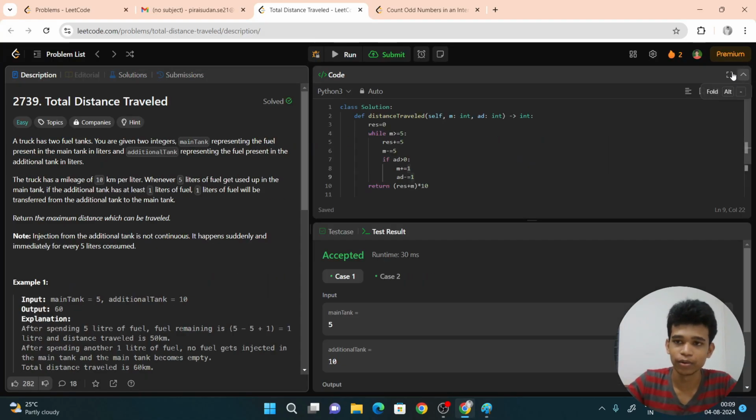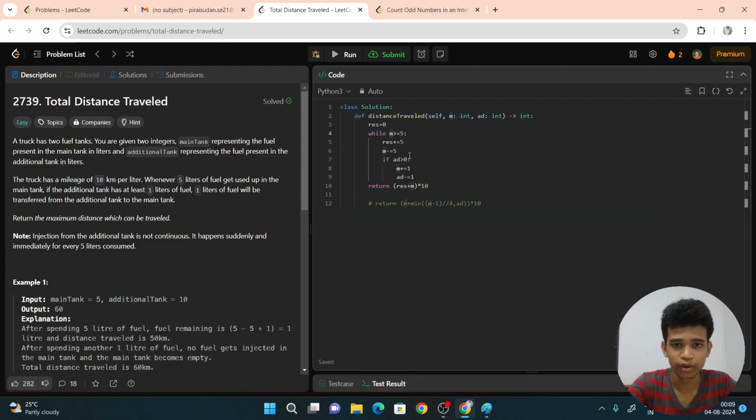Now let us see the code. See here, result is equal to 0. Now while m is greater than or equal to 5, we want to do the process again and again. We want to add the 5 to the result. Then we want to subtract the 5 from the tank. Then if the additional tank has any fuel, we want to move one fuel to the main tank. Then we want to subtract 1 from the additional fuel. Then we want to return the result as result plus m into 10.